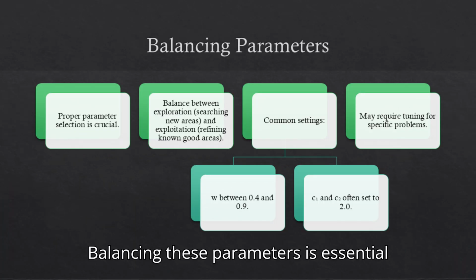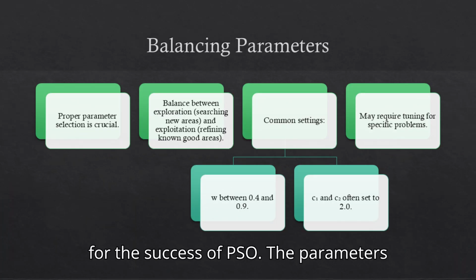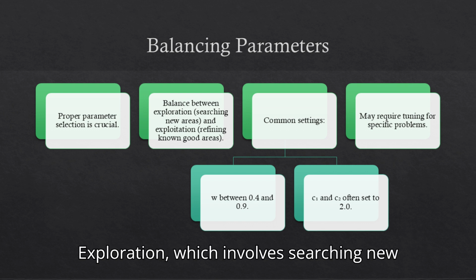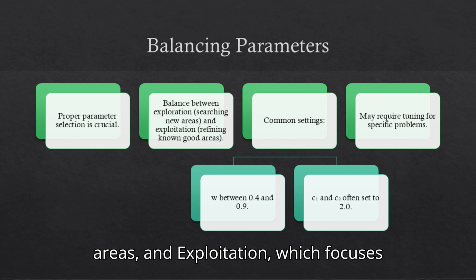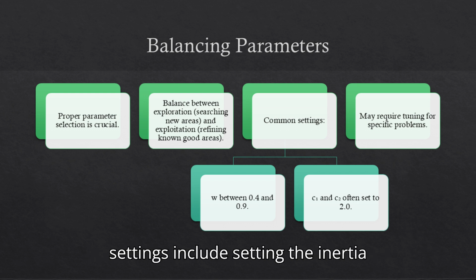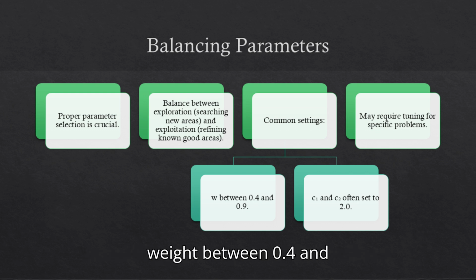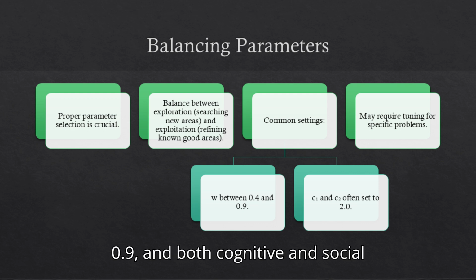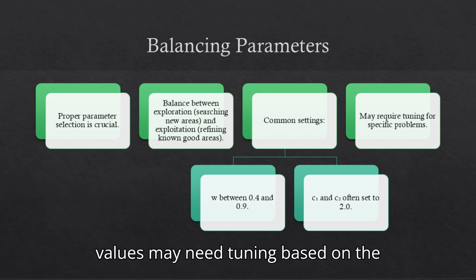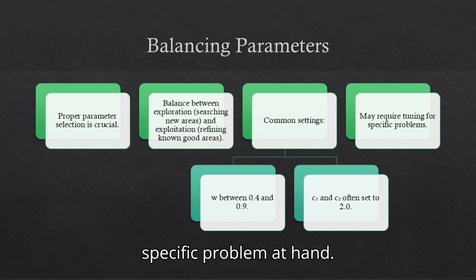Balancing these parameters is essential for the success of PSO. The parameters must be set to achieve a balance between exploration, which involves searching new areas, and exploitation, which focuses on refining known good areas. Common settings include setting the inertia weight, W, between 0.4 and 0.9, and both cognitive and social coefficients C1 and C2 to 2.0. However, these values may need tuning based on the specific problem at hand.